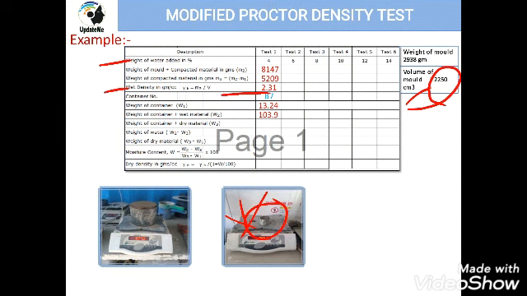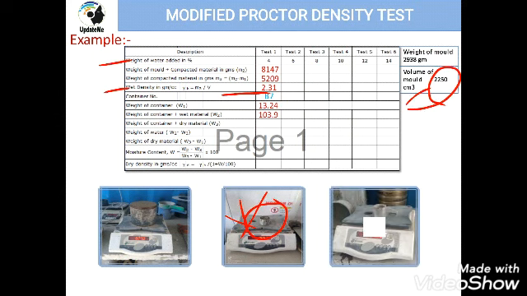In the next one, weight of container plus dry material. We have already seen we have to keep this in the oven for 24 hours. After that we have to weigh it again, and this will be the weight of container plus dry material. So what will be the weight of water? The weight of water will be the weight of soil in wet condition minus the weight of soil in dry condition. So this one will be 4.86 gram.